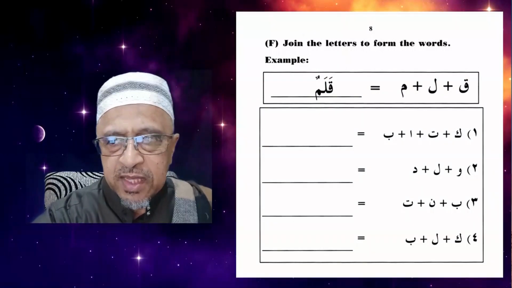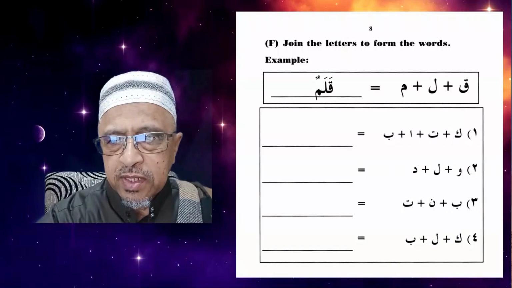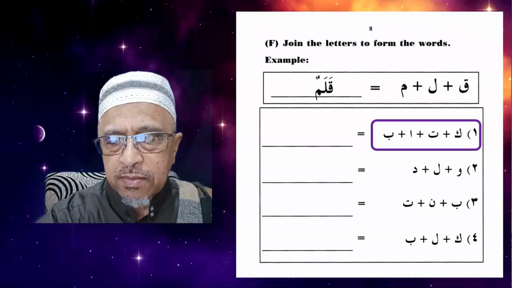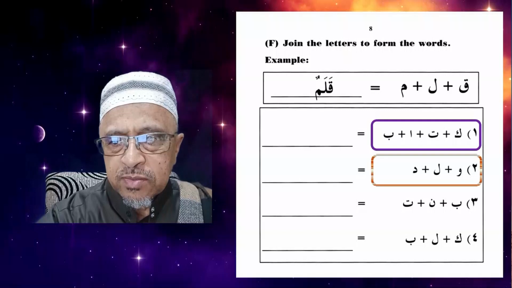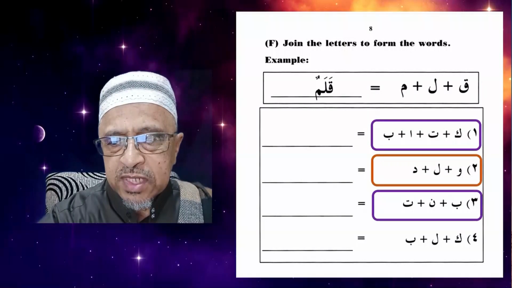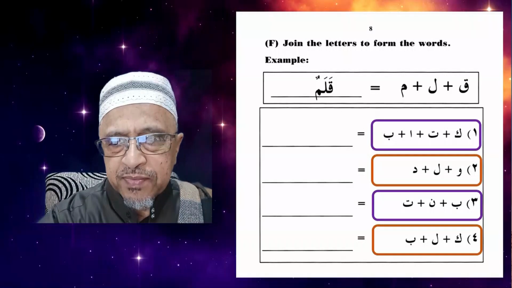And the first example, for example, there we see, of course, on top. And then the first one that we need to write at the bottom there is number 1, where we see the kaf, ta, alif, and ba. Then number 2, ithnan, is waw, lam, and dal. Thalatha, ba, nun, ta. And arba'a, kaf, lam, ba.